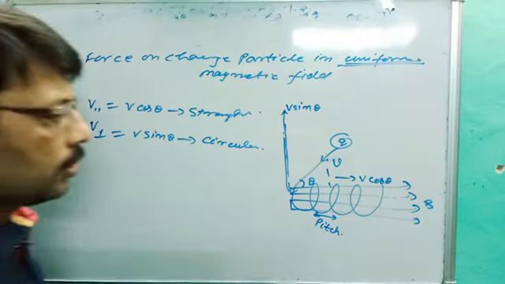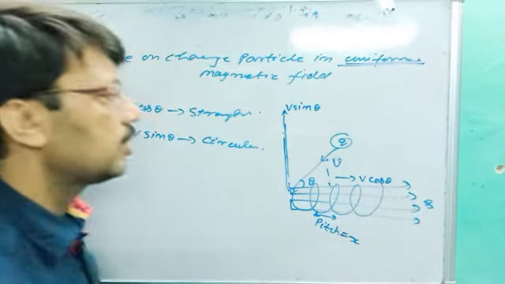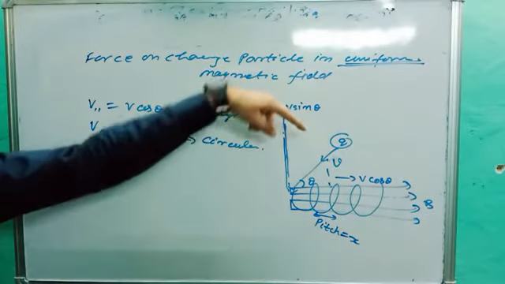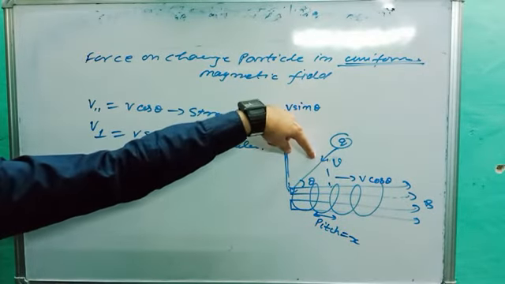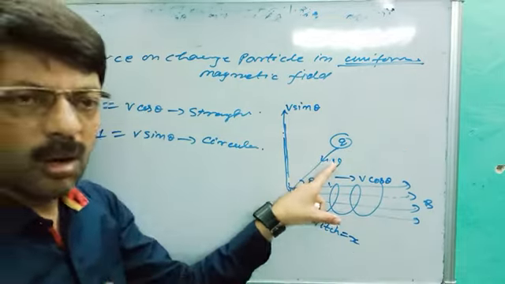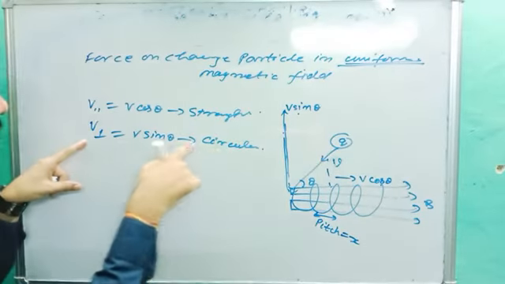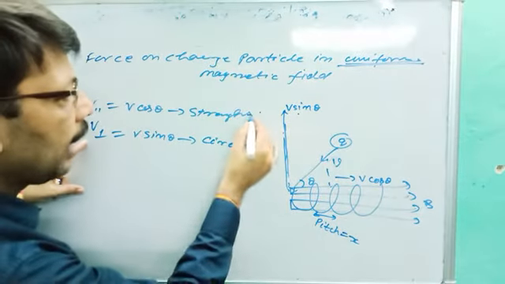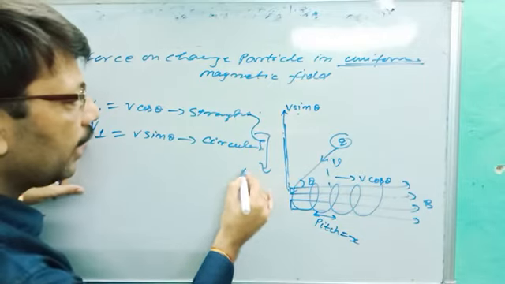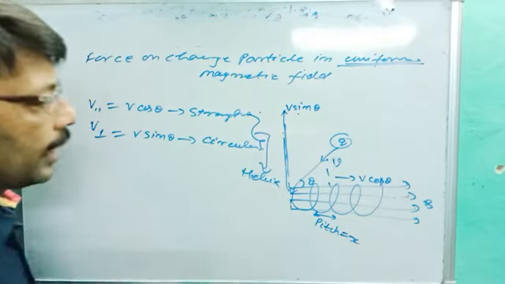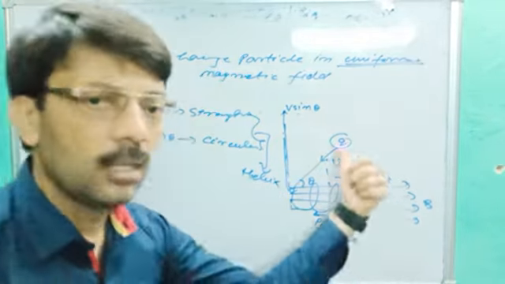This is the pitch, and the pitch is a distance. Let's suppose this distance is x. So it is very clear. When a charged particle Q enters with velocity v, then v is resolved into two components, v cos theta and v sin theta. v cos theta tries to move it in a straight line, v sin theta tries to rotate it in a circular path. Hence the resultant track will be a helix, and you can see it is a helix form.